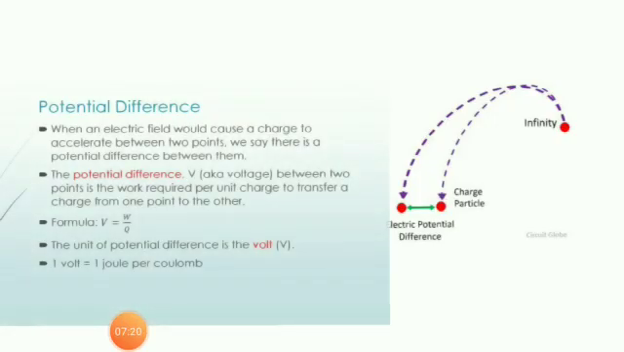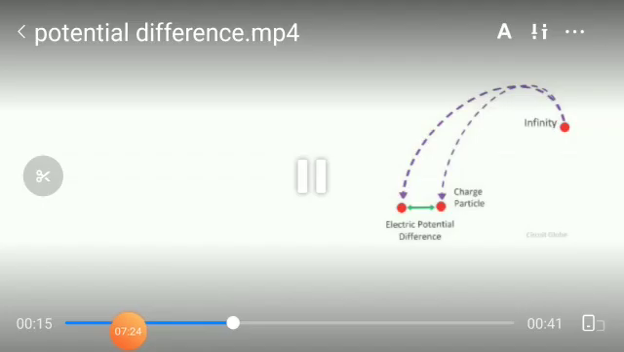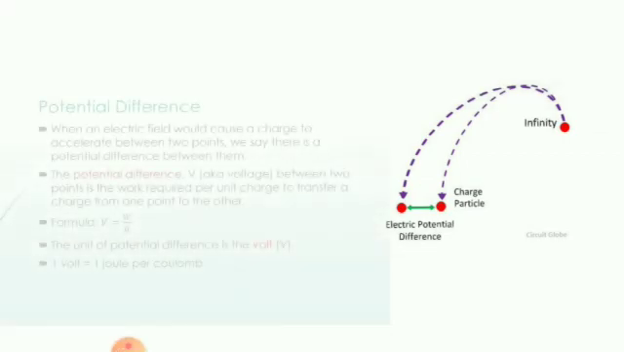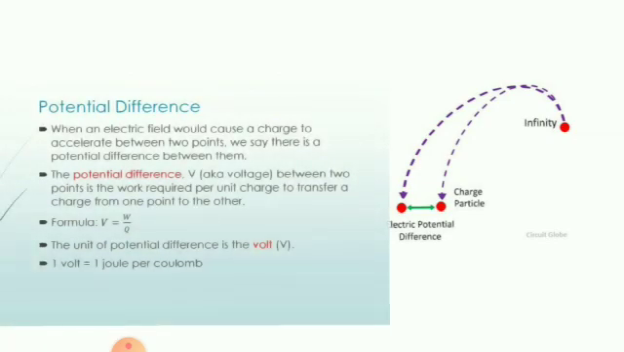We talk about two points in an electric field, like you can see in the picture. So potential difference we define like this: in taking a positive charge from A to B, the difference between the two points is called the potential difference.